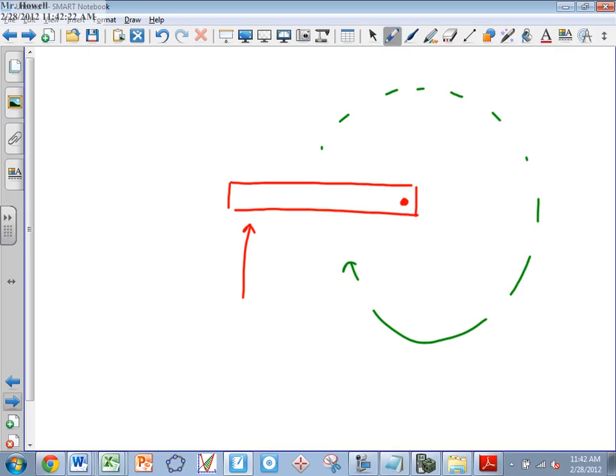Now, let's go through this. Here's what I want to talk about right now. We're not talking about R or pulling and pushing. I want to talk about the angle. Okay, the angle is what's important.